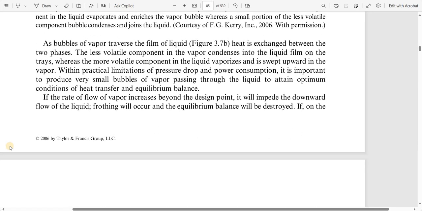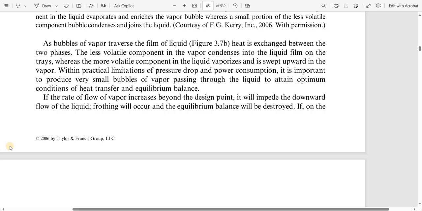As bubbles of the vapor traverse the film of liquid, heat is exchanged between the two phases. The less volatile component in the vapor condenses into the liquid film on the trays, whereas the more volatile component in the liquid vaporizes and is swept upward in the vapor. Within practical limitations of pressure drop and power consumption, it is important to produce very small bubbles of vapor passing through the liquid to attain optimum conditions of heat transfer and equilibrium balance.